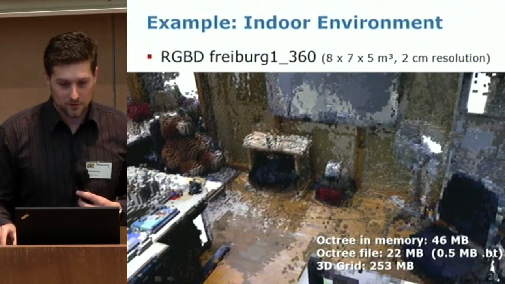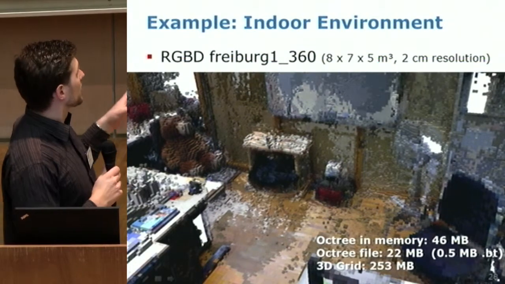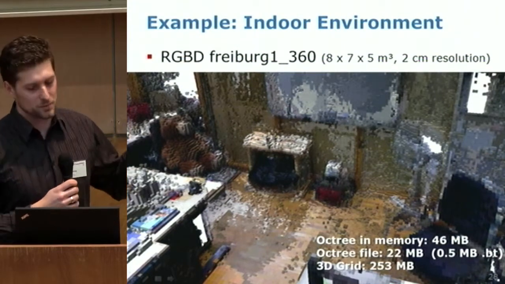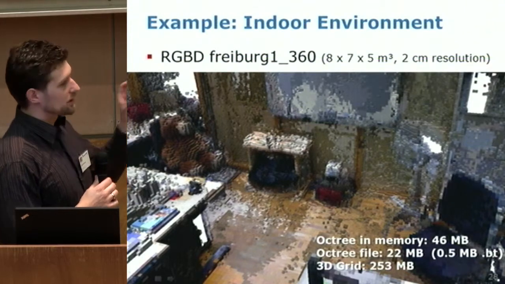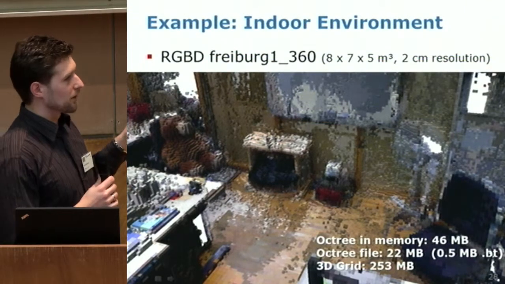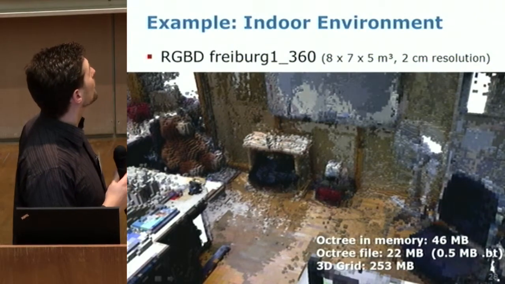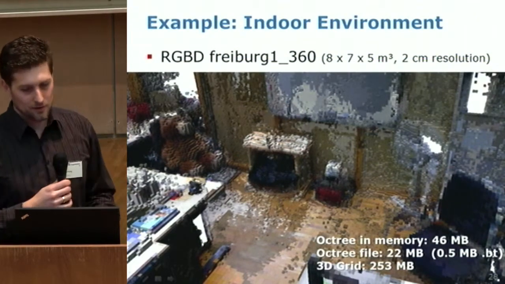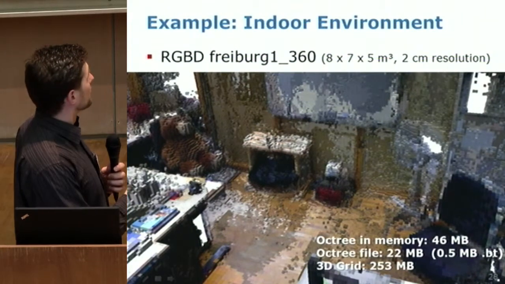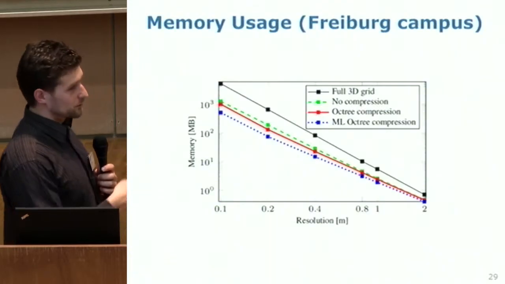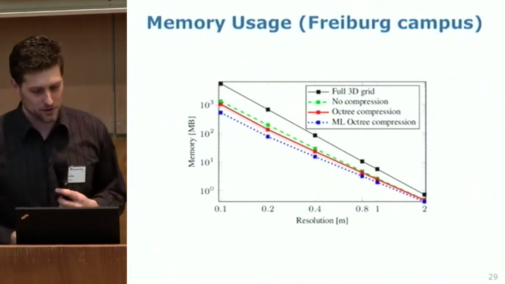So here's a final example. This is an indoor environment. This is an office; the data was built with a Kinect and then aligned with RGBD SLAM. Here we're encoding the color information, so it's a bit larger. Each node is not only encoding the probability, but also RGB values. So this whole office, 8 by 7 meters, 5 meters in height, of the mapped area at least, is 46 megabytes. The Octree is 22 megabytes writing to file, including the color information, or if you drop the color and write a BT file, it's only half a megabyte.